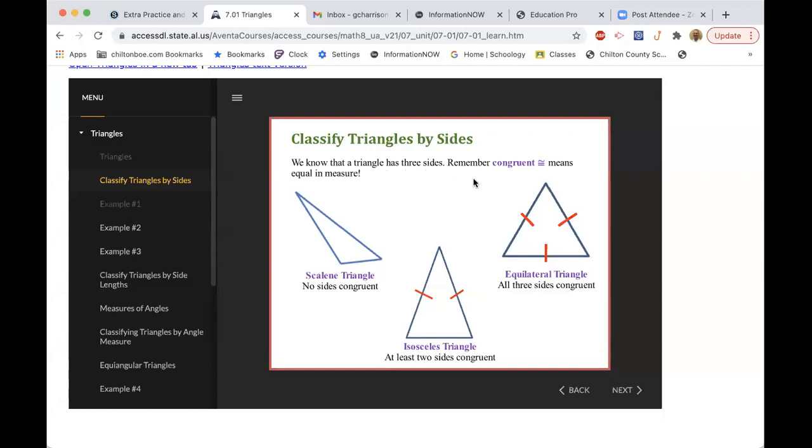We know that a triangle has 3 sides. Remember, the congruent sign looks like this. It's an equal sign with a swervy line over it, and that means equal. Scalene triangle, no sides congruent. Isosceles triangle, 2 sides congruent. Equilateral triangle, 3 sides congruent.